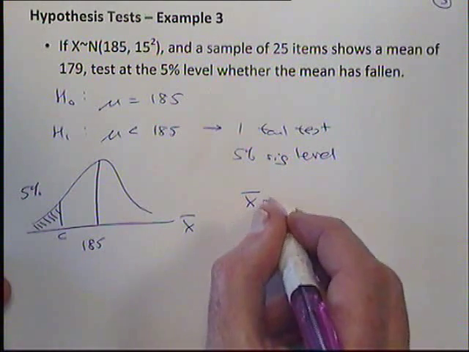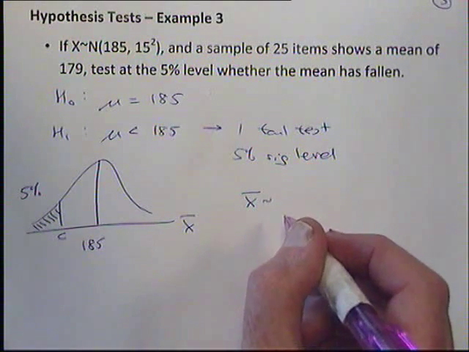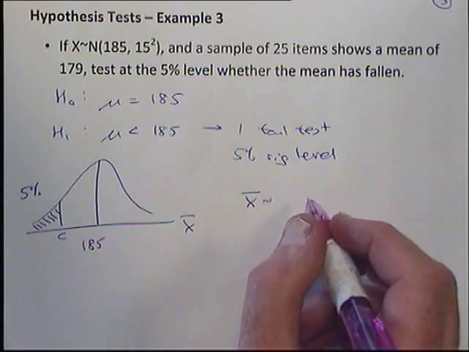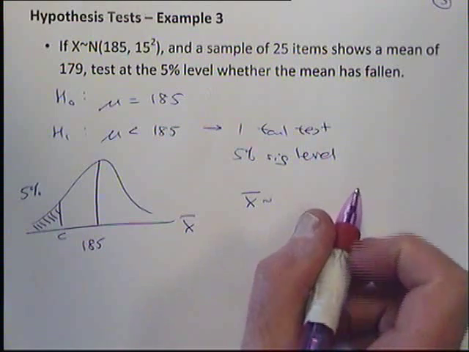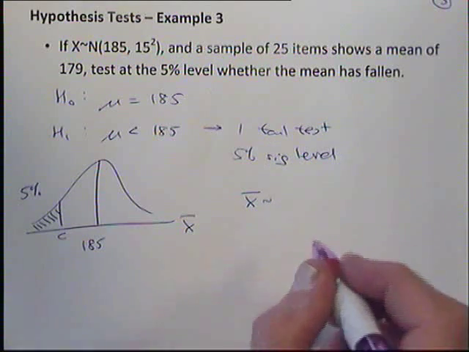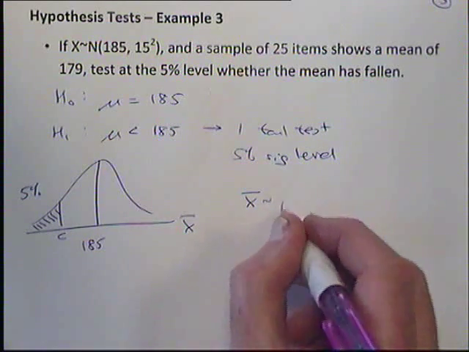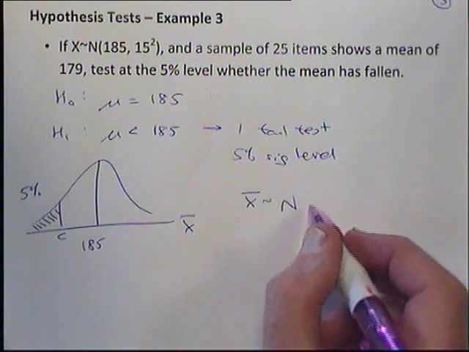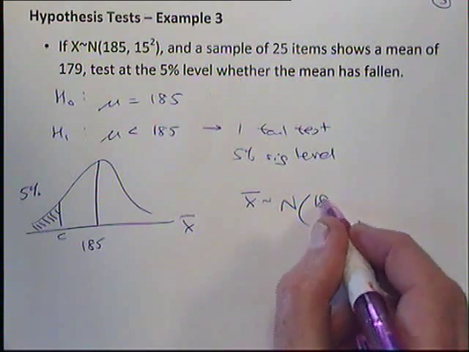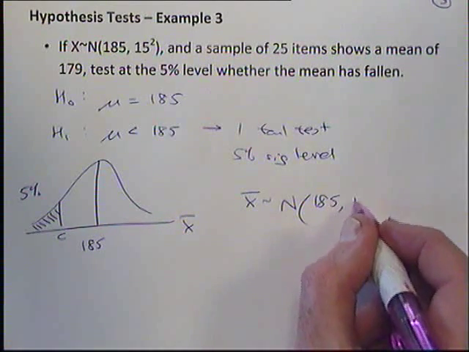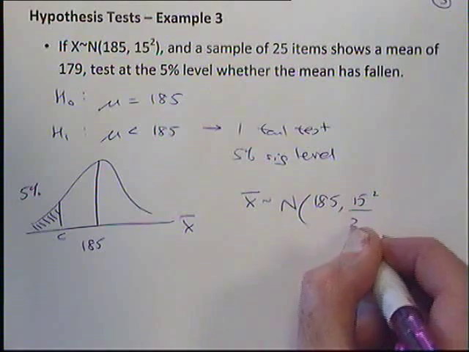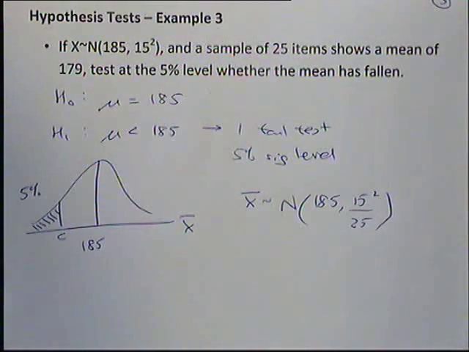I need to know the distribution of X bar. Tom, nominate someone to tell us the distribution of X bar. Ed has already had a go, so nominate someone else. Ben. X bar will be distributed normally. Correct. The mean is 185. Is that right? Yep. And then 15 squared over 25. Yep, that's right.